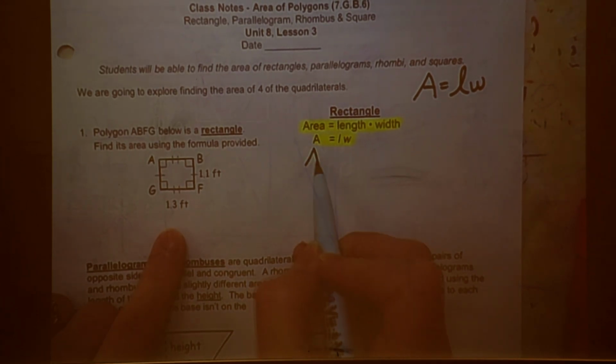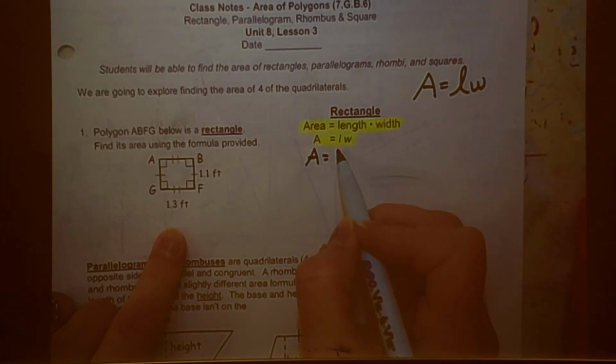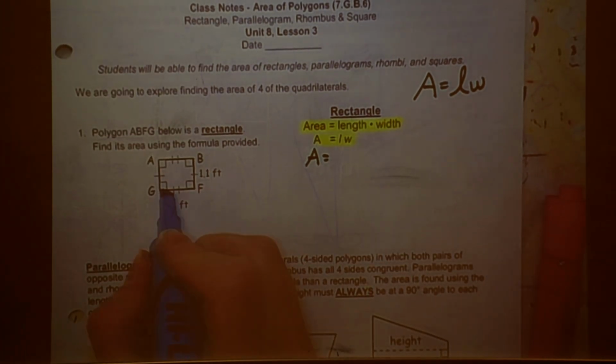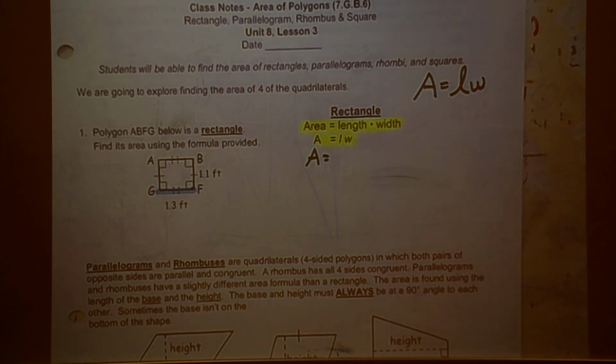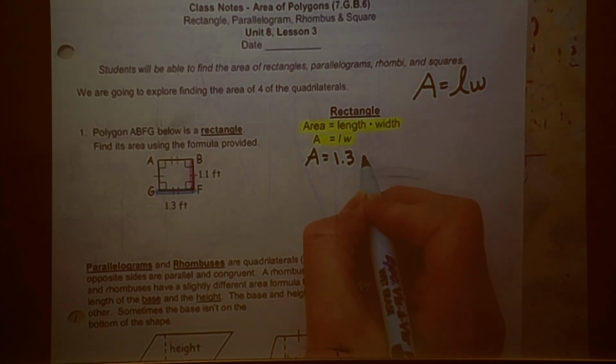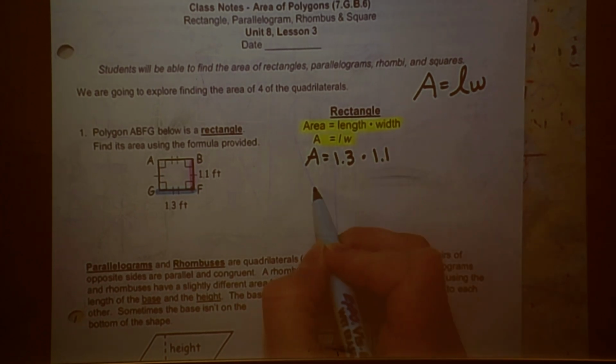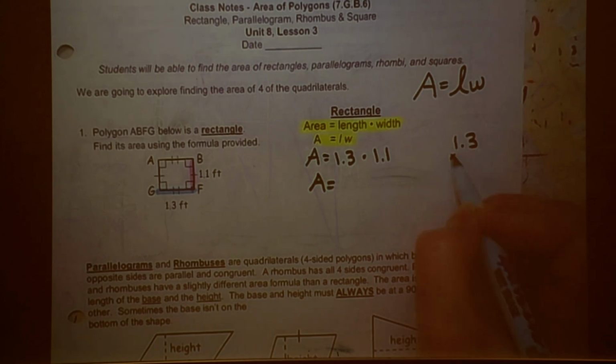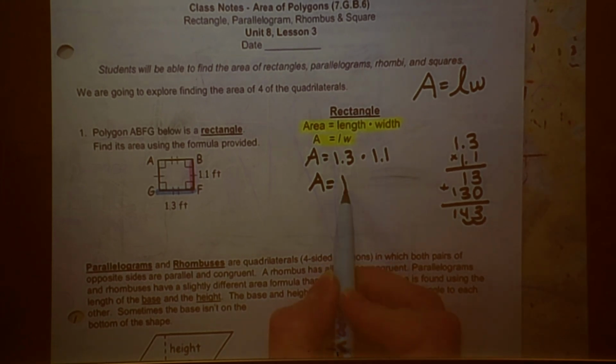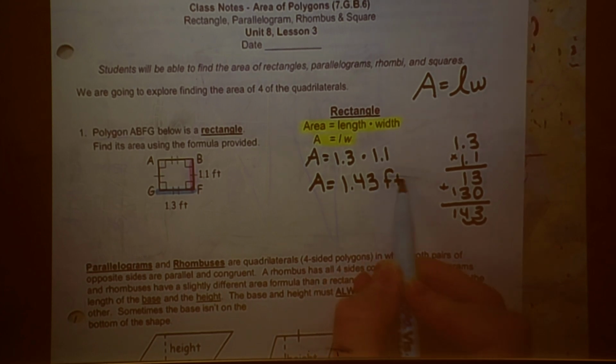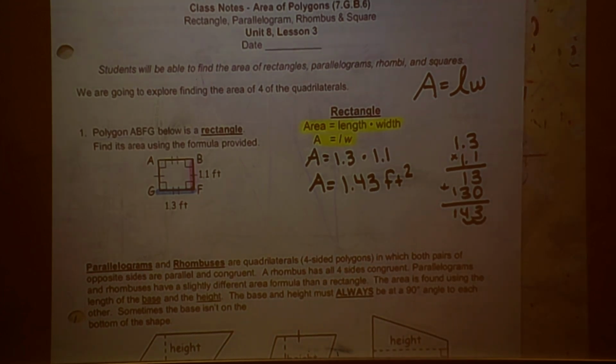We don't know the area, so it would be a variable, in this case A. Length times width. The length of the rectangle, also sometimes known as the base, and the width of the rectangle, the idea would be the height. Those are the two numbers that we're going to multiply. So length, 1.3, multiplied by the width, 1.1. The area is 1.3 times 1.1. And we bring our decimal point in two places, 1.43 feet squared.